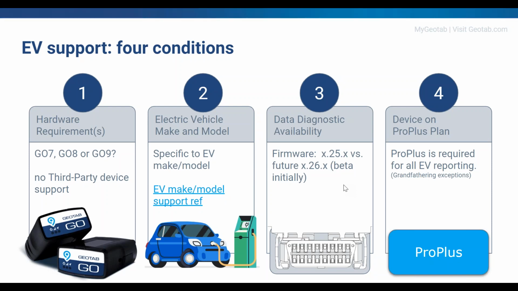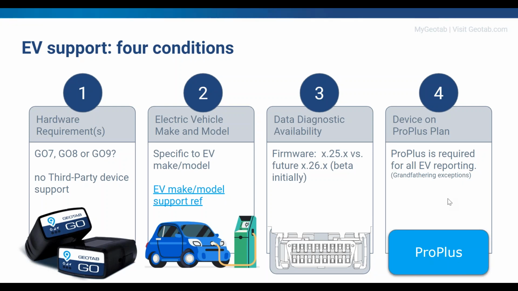The third is the firmware, which is the actual software on the Go device that will read that data. Depending on what firmware version you have, version 25 is what we're really talking about today, but our team is already actively working on version 26, which will be available in beta first. So if you're keen to start accessing that data sooner, you can request the beta program, and I will talk about that in a minute.